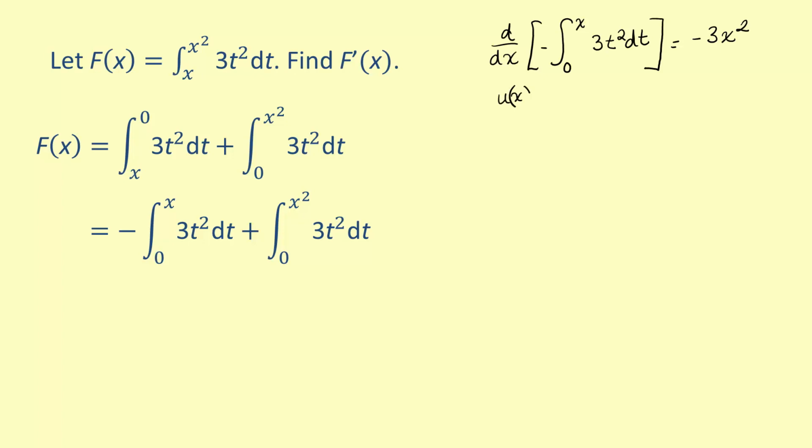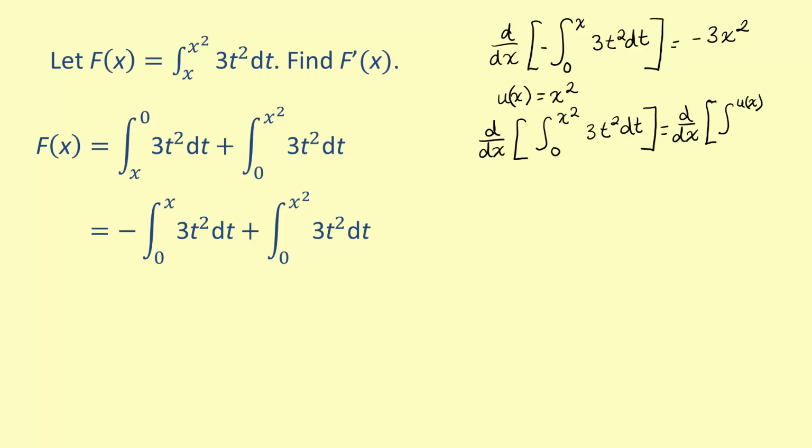Let's let u of x equal x squared. Then we substitute u of x for x squared when finding the derivative. Substituting u of x for t and applying the chain rule, we get 3 times u of x squared times du dx. Now substitute in x squared for u of x and square it to get 3 times x to the fourth d dx. The derivative of x to the fourth is 4x cubed. So, simplifying, we get 12x cubed.